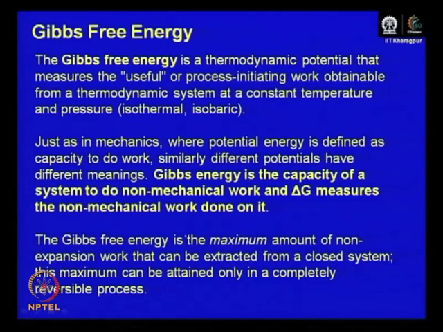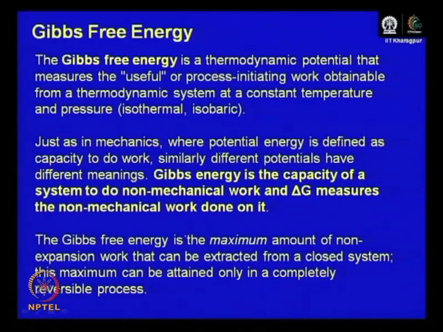Just as in mechanics, where potential energy is defined as the capacity to do work, similarly different potentials have different meanings. Gibbs free energy is the capacity of a system to do non-mechanical work. This is important, it is a non-mechanical work, and delta G is a measure of the non-mechanical work done on it. The Gibbs free energy is the maximum amount of non-expansion work that can be extracted from a closed system. More important, it is a non-expansion work which can be extracted from a closed system, and the maximum can be attained only in a completely reversible process. I am sure all of you know it.